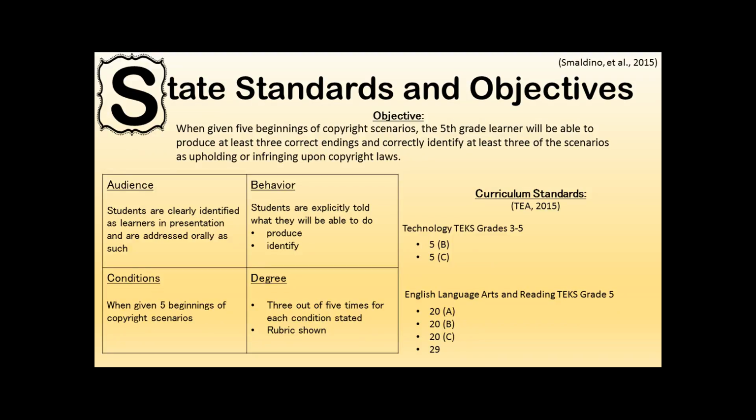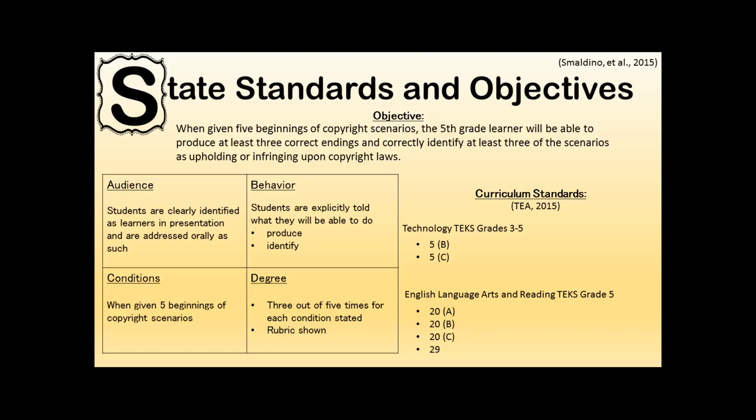The first S in the Assure lesson model represents state standards and objectives. Some of the state standards that are met in our student presentation are grades 3 to 5 Technology TEKS 5B and 5C, which state that the student is expected to model respect for intellectual property by not illegally copying software or another individual's electronic work.